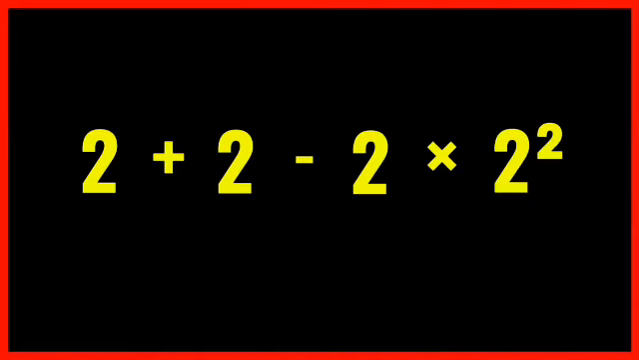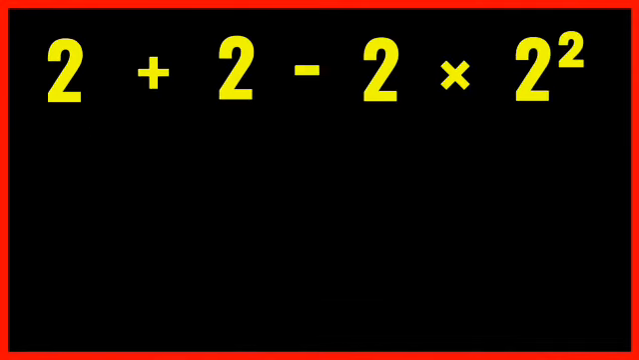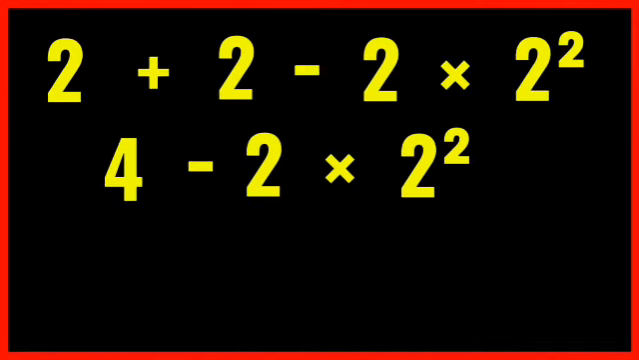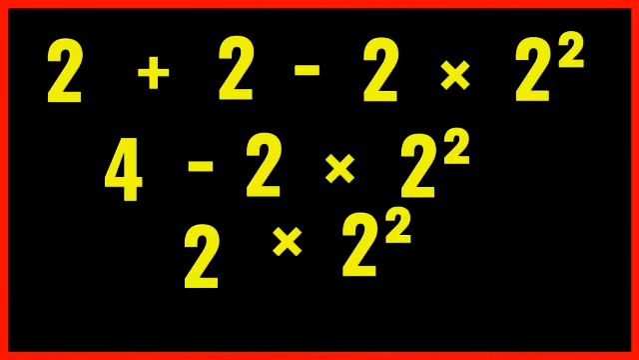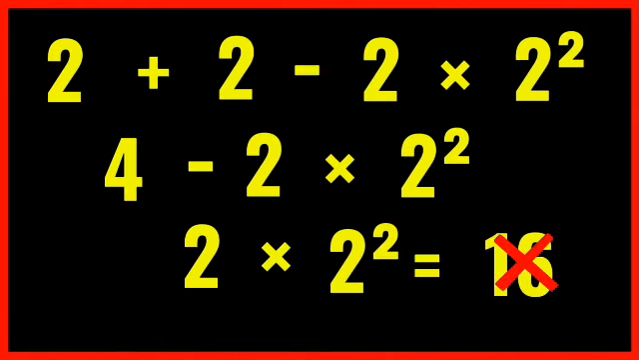2 plus 2 minus 2 times 2 squared. Here's the trap attempt. If we go strictly left to right without thinking, 2 plus 2 equals 4. 4 minus 2 equals 2. 2 times 2 equals 4. And 4 squared equals 16. Wrong again. Let's hit the brakes and apply our rule.